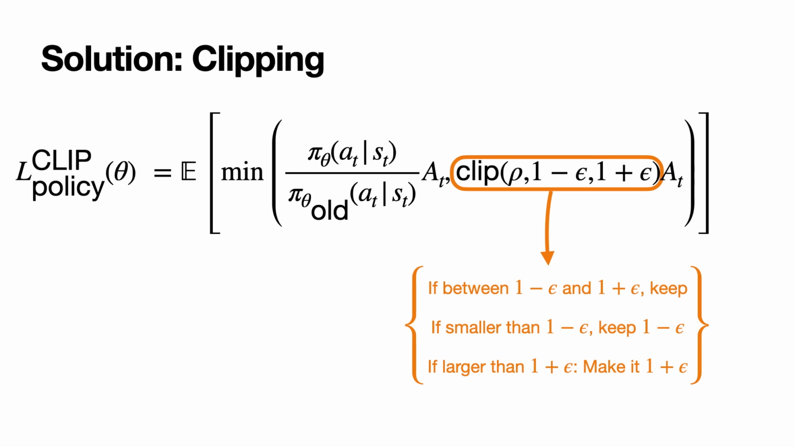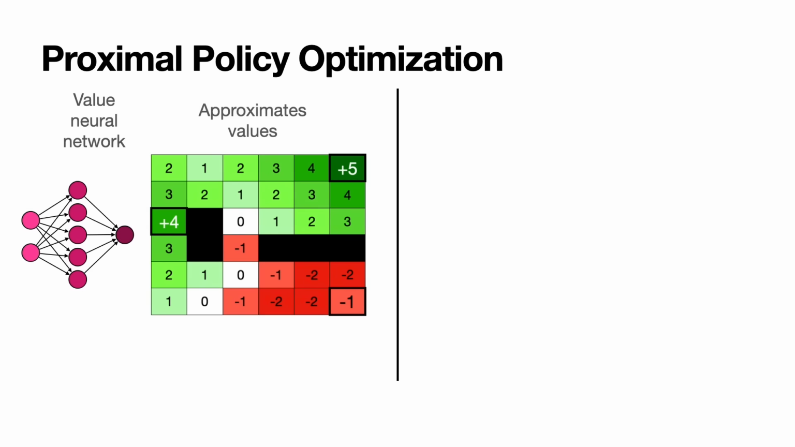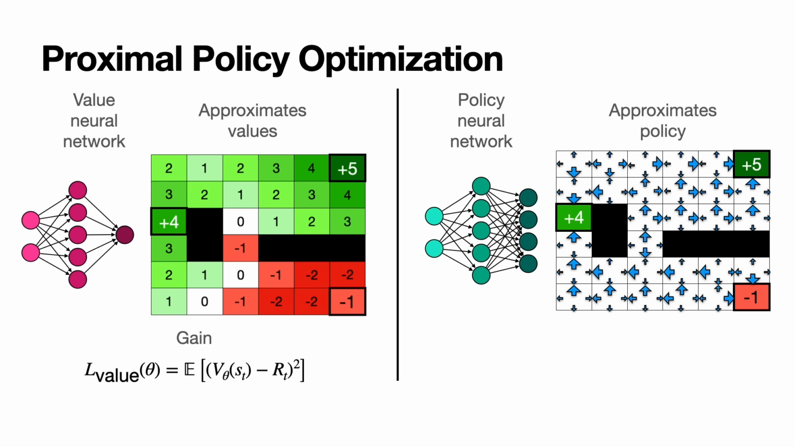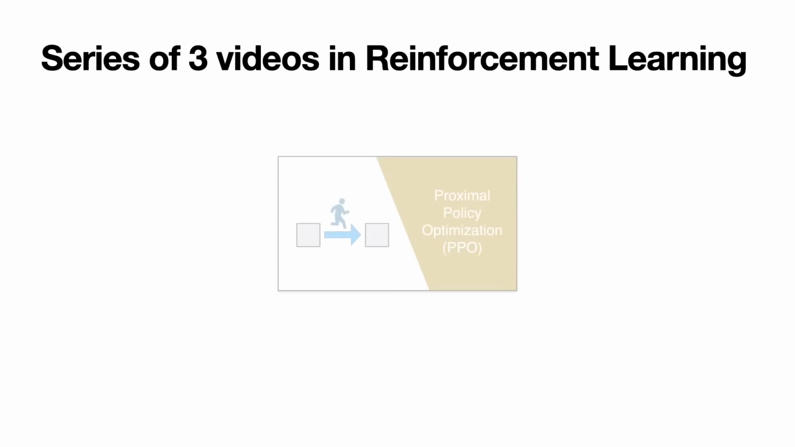And now I've told you the full story because this clipped surrogate objective function is the one we use to train the policy neural network. And that's it. That's proximal policy optimization. So as a summary, you have the value neural network, which approximates the values, and the way to train it is with the gain given by this function over here. And then you have the policy neural network, which approximates the policy, and it's trained using the surrogate objective function, which is this formula over here with the clipping. Now that's it for proximal policy optimization, which is this video over here.